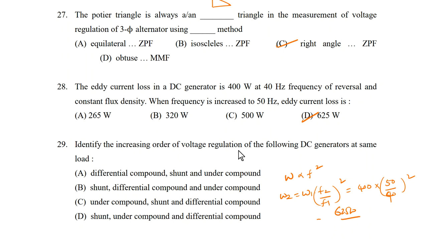Identify the increasing order of voltage regulation of the following DC generators at the same load. Okay, so here, under compound, shunt and differential compound generators are in the increasing order of voltage regulation. So differential compound will have the maximum voltage regulation when compared to the other two, right?